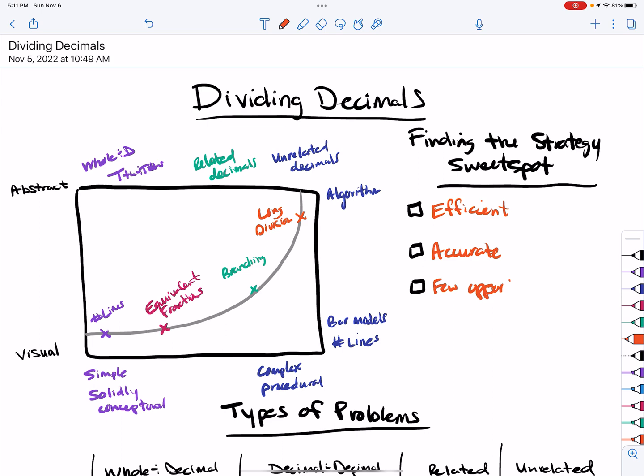So when you look at the problem, that's when you're going to use your mathematical reasoning to decide, okay, based on this problem, is it a whole number or some tenths? Because then I could probably do something like a number line or some equivalent fractions. Or are they going to be related? Maybe I could pick branching because I know that I am pretty accurate with that, or I can really easily tell if I've made a mistake. Or are these just not very friendly decimals?